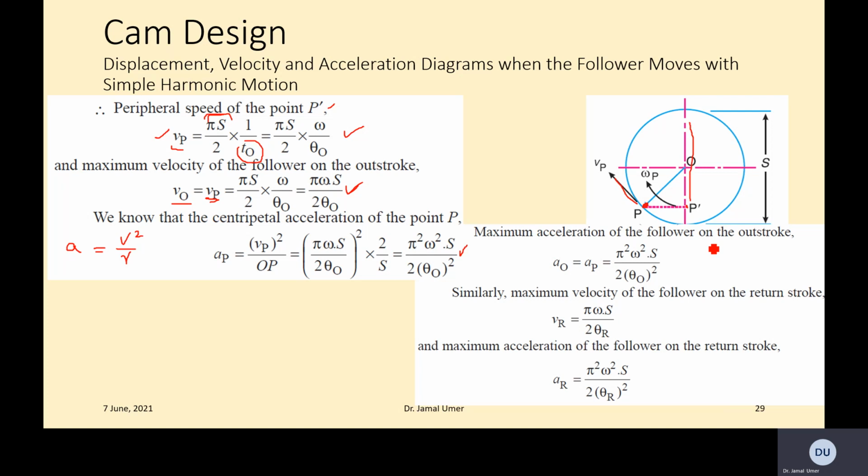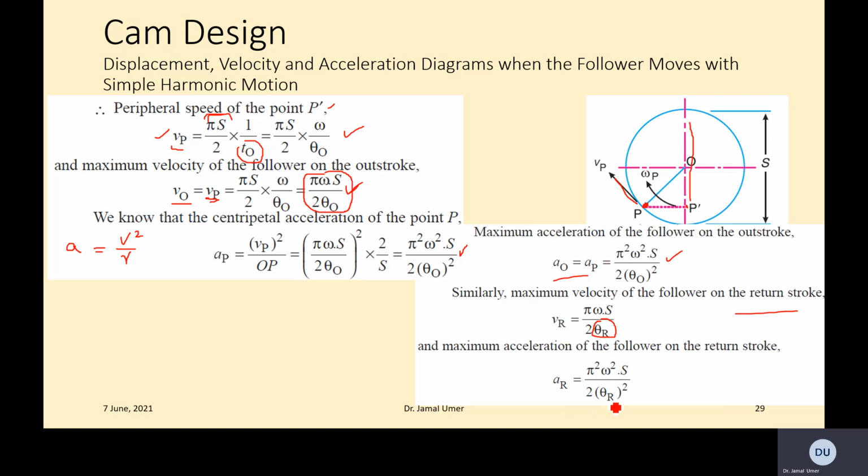So the maximum acceleration of the follower in the outstroke is this one. This is the same equation being written. So that's the acceleration. Similarly, maximum velocity of the follower in the return stroke: same equation, you just replace theta 0 with theta r. So that's the return angle, the return distance covered basically in terms of angle.